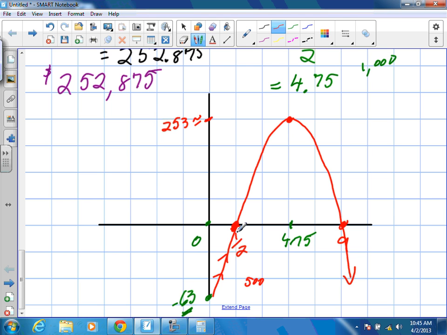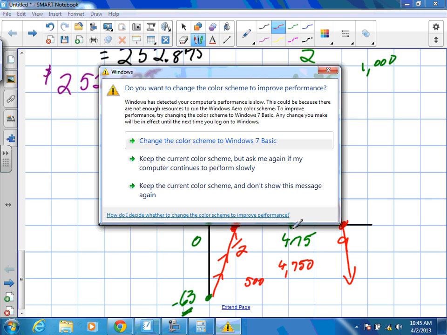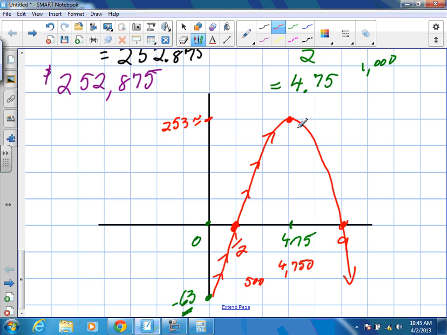Then, as they continue to sell skateboards, they come up to 4.75, or 4,750. They'll be maximizing profit at around $253,000. Then, they start selling more. In a business sense, what do you think might be happening here? People have a lot of skateboards, so they stop buying, and then it goes back to negative. Well, this is an economics question. They are still buying skateboards. We're selling more than 4,000. That was a good idea.